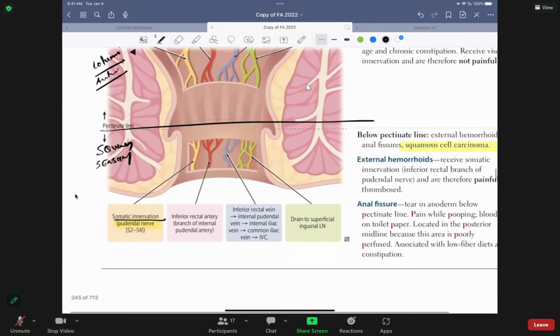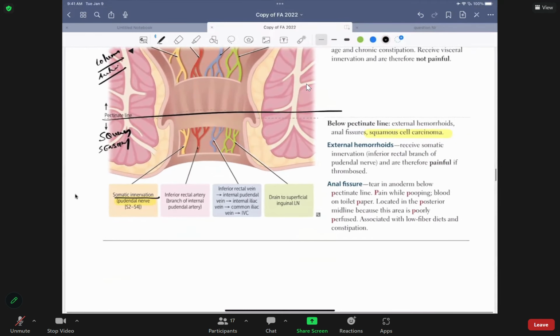But look at below the pectinate line. It's very important. It actually goes to the IVC, not the liver. So below the pectinate line, we send it to systemic blood vessels. Is that clear, folks? Now, why do we need to know?